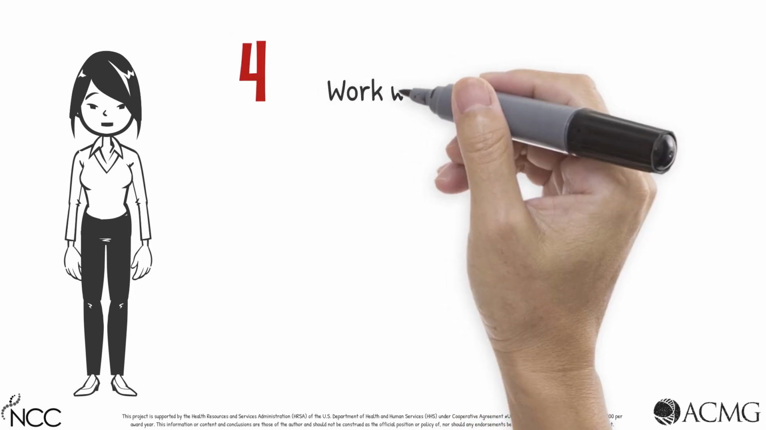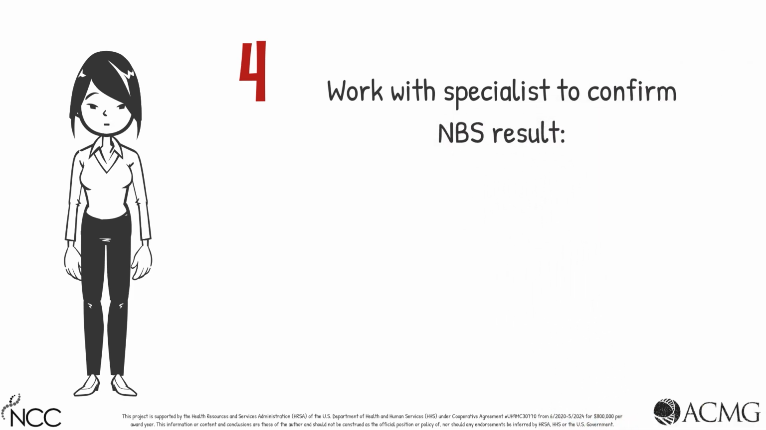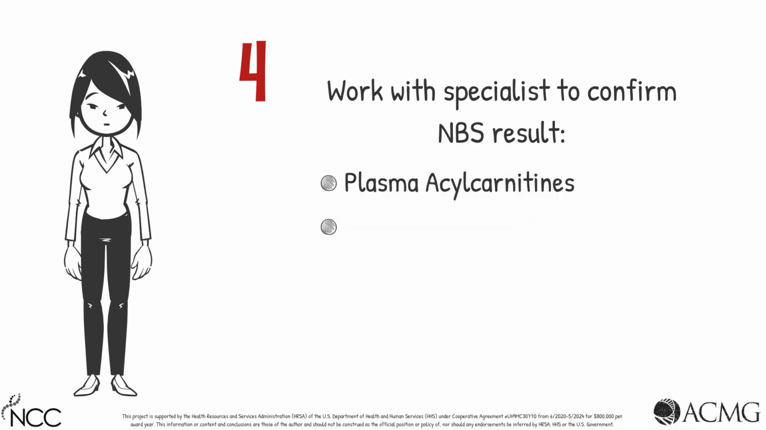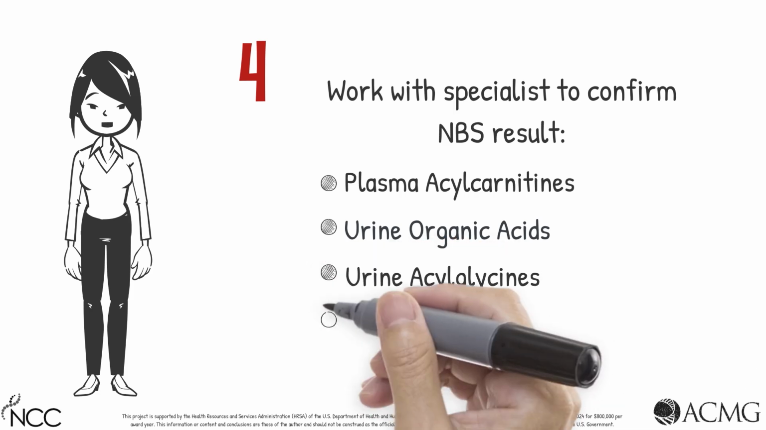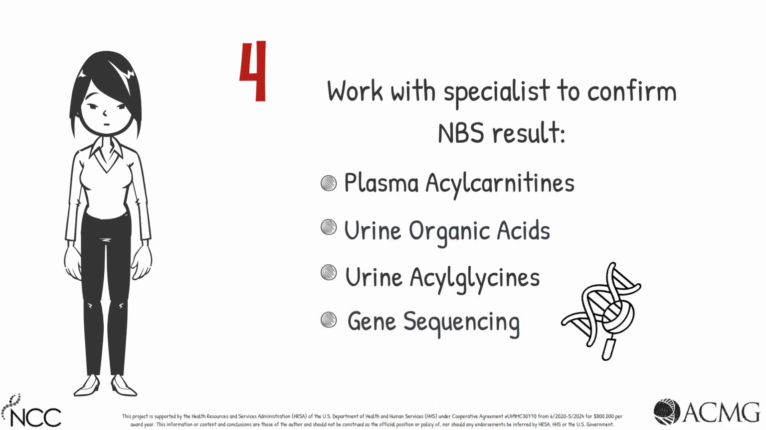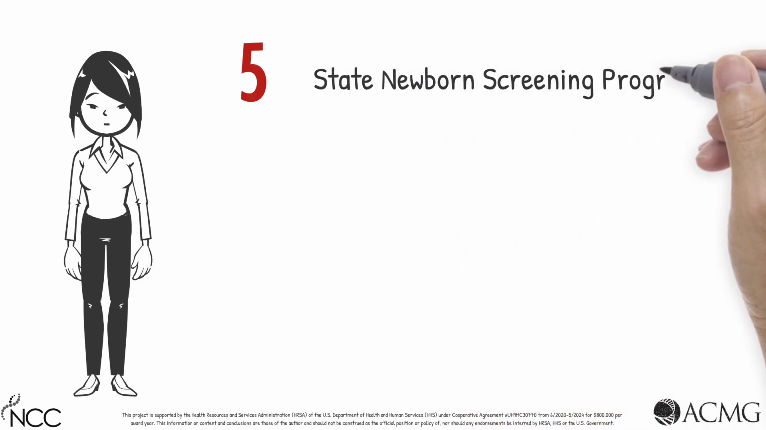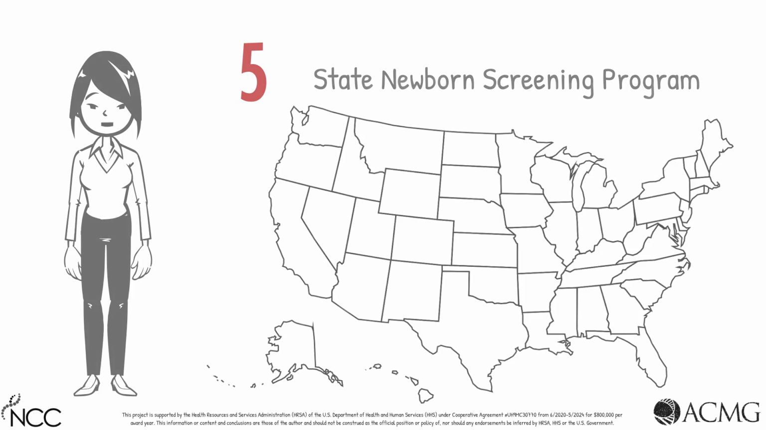Fourth, working with the appropriate specialist, take steps to ensure biochemical and/or molecular confirmation of the newborn screening result. Confirmatory testing includes plasma acylcarnitines, urine organic acids, urine acylglycines, and gene sequencing. Fifth, report the final diagnostic outcome back to your state newborn screening program.